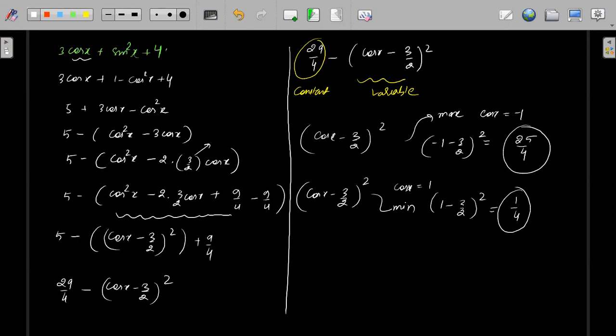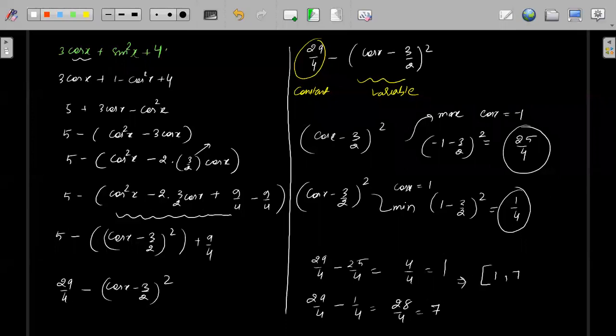I will substitute now. I will put these values here. So 29 by 4 minus 25 by 4. This will give you 4 by 4. This will give you 1. And 29 by 4 minus 1 by 4. This will give you 28 by 4. This will give you 7. So the minimum value is 1. The maximum value is 7. So that means the minimum value is 1 and the maximum value is 7.